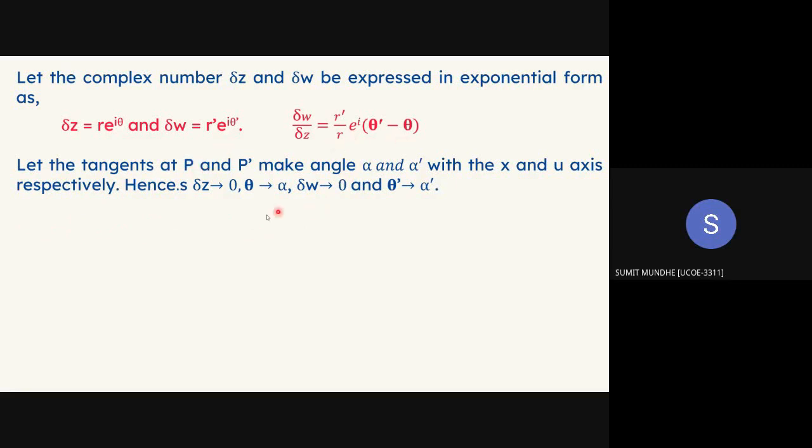Let the tangents at P and P dash make angles alpha and alpha dash with the x and u axis respectively. Hence, as delta z tends to 0, theta tends to alpha. Similarly, delta w tends to 0 and theta dash tends to alpha dash. Previous slide, please.